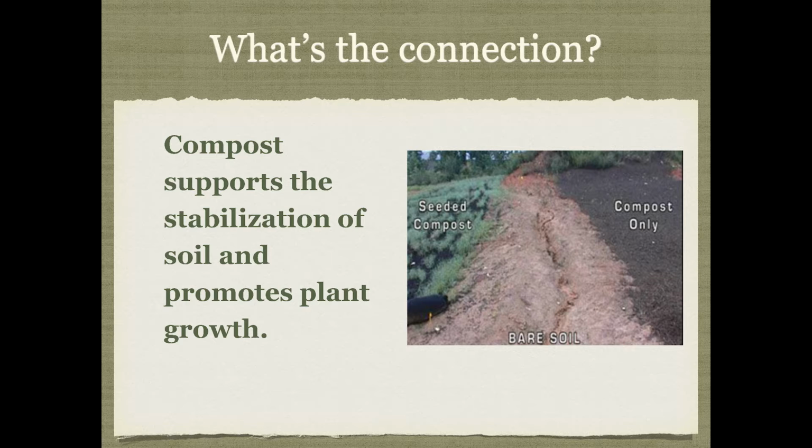So this photo is showing bare soil with a huge rill going down the middle of it. On the left side, you have a seeded compost, and on the right side, they applied compost only, showing the potential impacts you can have on a super eroded area if you add compost. Not only does it stabilize the soil, but it also promotes vegetative growth, and the roots of that growth are going to hold the soil in better and prevent a lot of that wind, splash, or rill erosion.